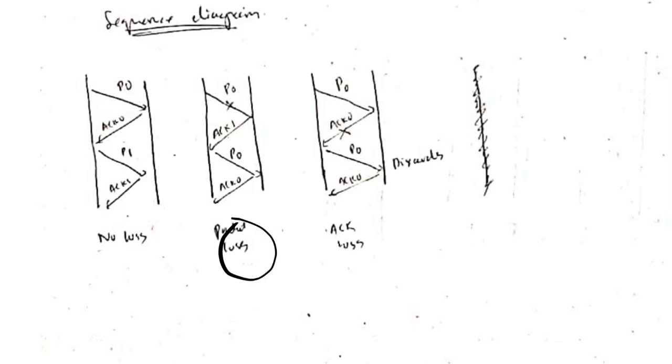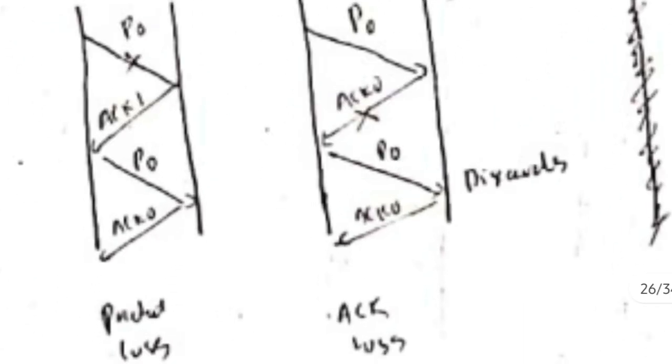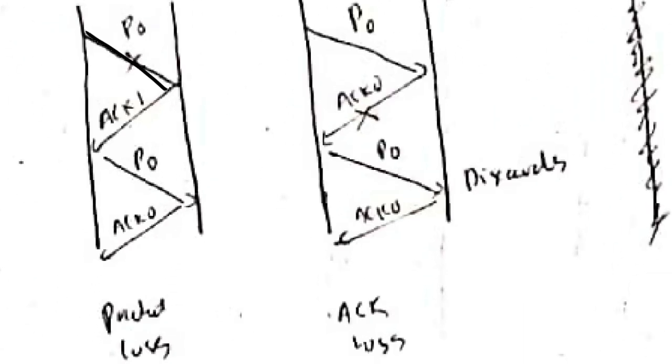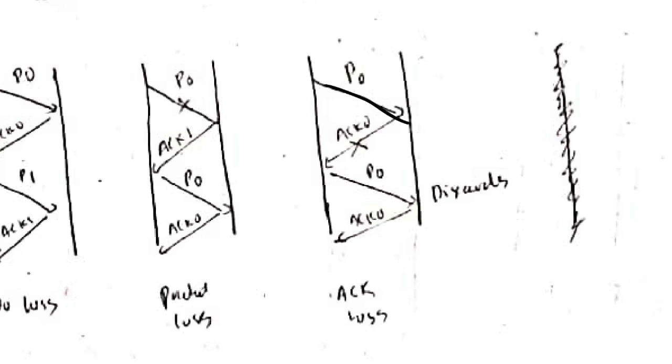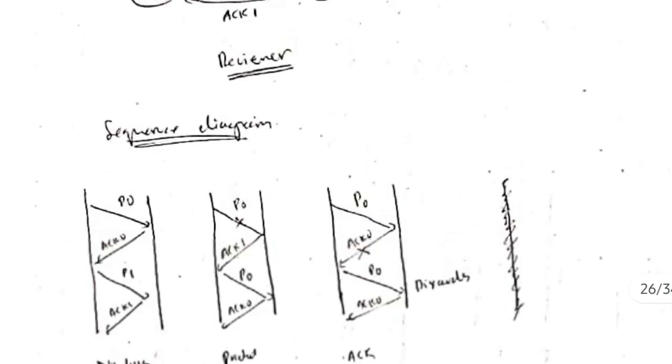In case there is a packet loss, for example, if P0 is lost, at that time P0 was not received, so a different acknowledgement will be sent, means acknowledgement 1. If another acknowledgement is sent, that means the packet was not received, so he will send the packet again. Okay, in case the acknowledgement is lost, P0 will be sent, and acknowledgement 0 was not received, so it will send P0 again, and P0 will be discarded, but the acknowledgement will be sent again. Okay, so those are the three cases which you have to explain.